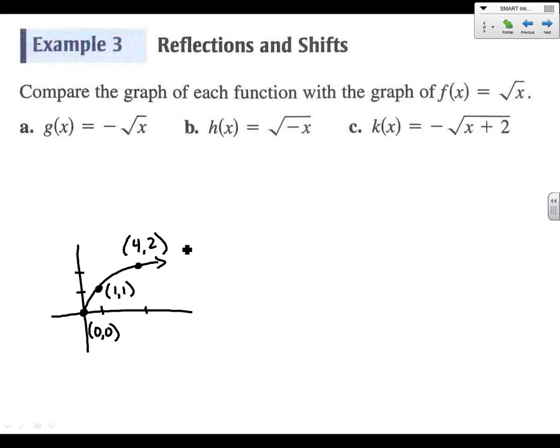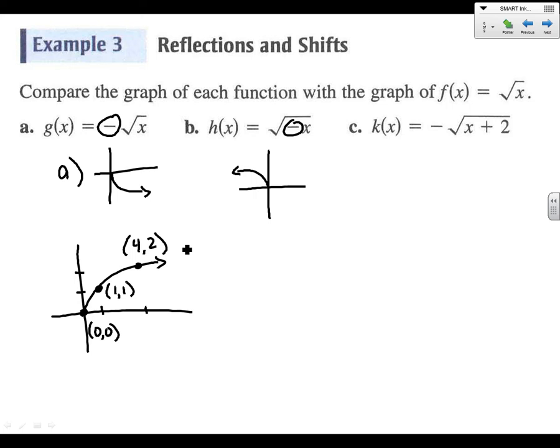All right, so let's take a look at how these are all going to look. If we have the negative here, this is outside, so this is a vertical flip. So for A, we're going to flip like that. It's going to be upside down. For B, this is inside with the x, so that's a horizontal flip. So we're going to take this original graph and flip it horizontally.